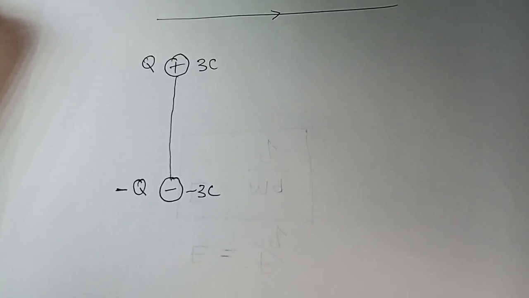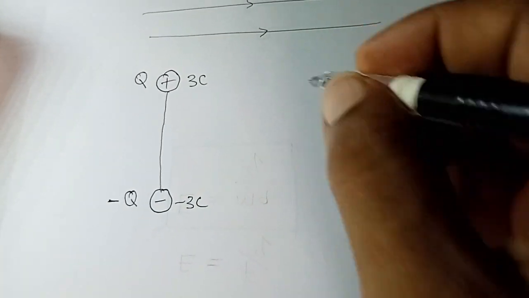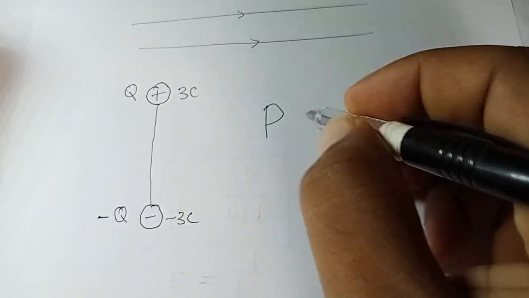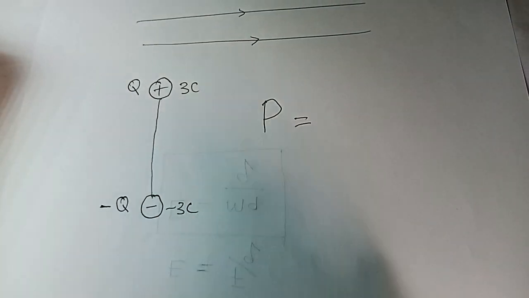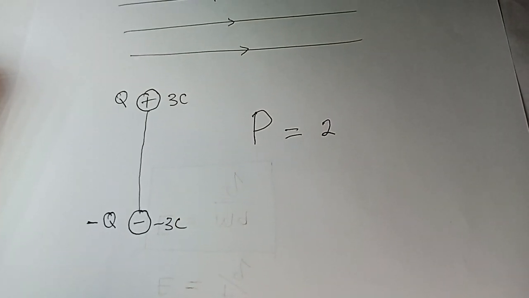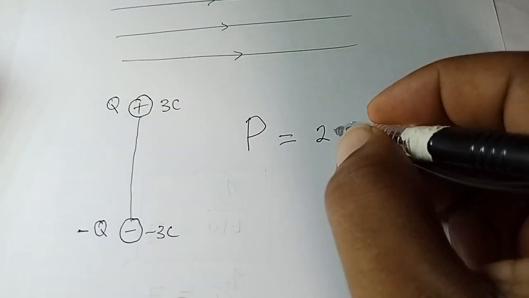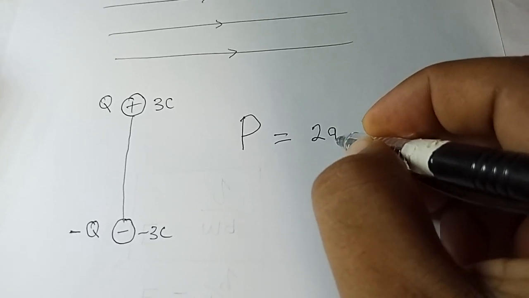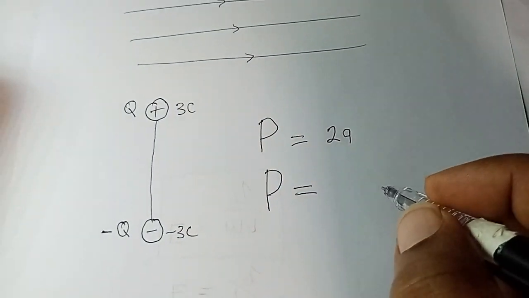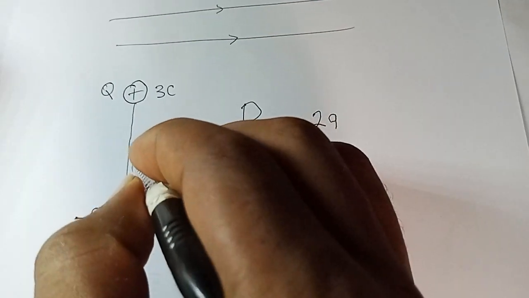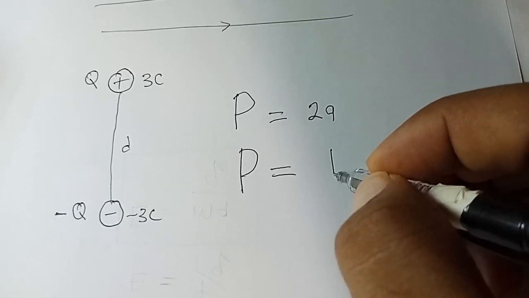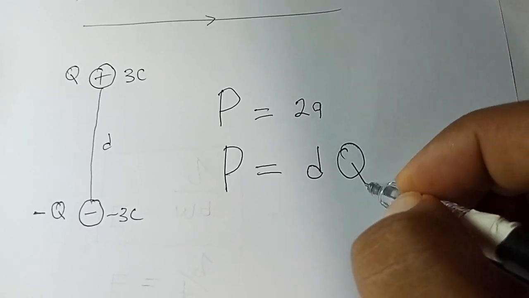The first thing we need to know about electric dipole is the dipole moment. The dipole moment is simply written as P. The dipole moment P is equal to the distance between the two charges, multiplied by one of the charges.